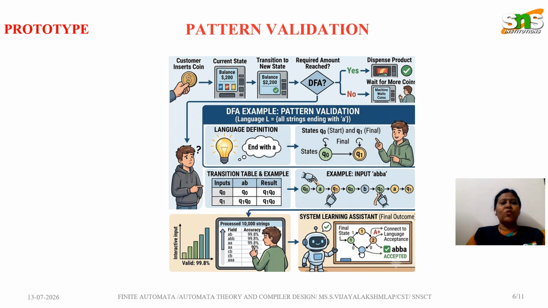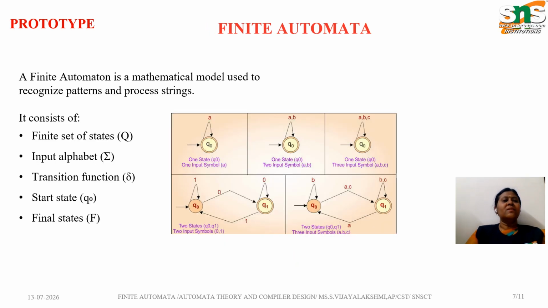So that is the prototype. We know finite automata. Before that, an alphabet is a finite set of symbols, and a symbol is a single element of the alphabet. Strings are formed by joining symbols together. And a language is simply a collection of strings. We already know this.